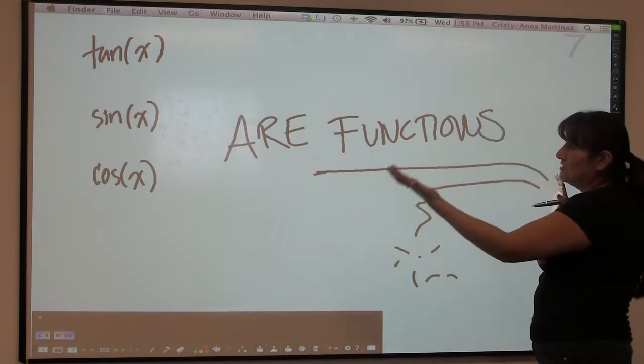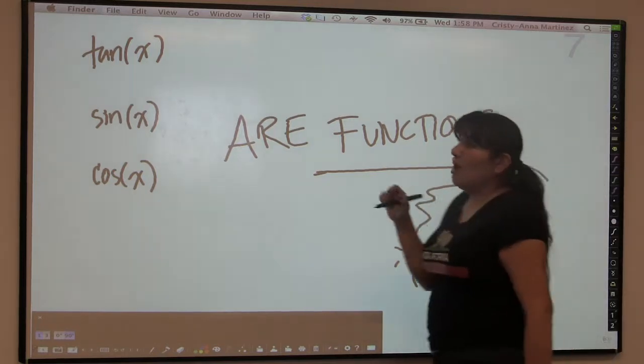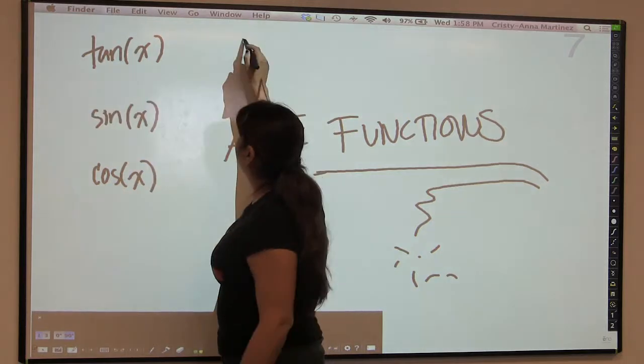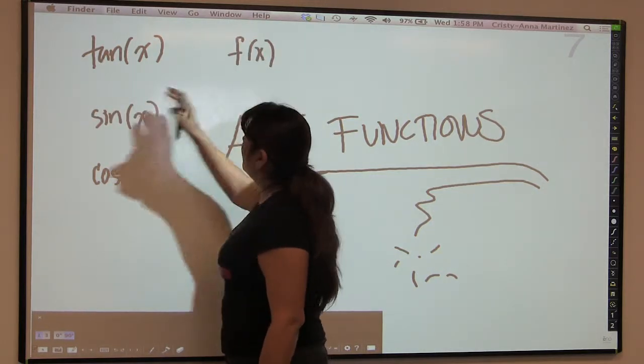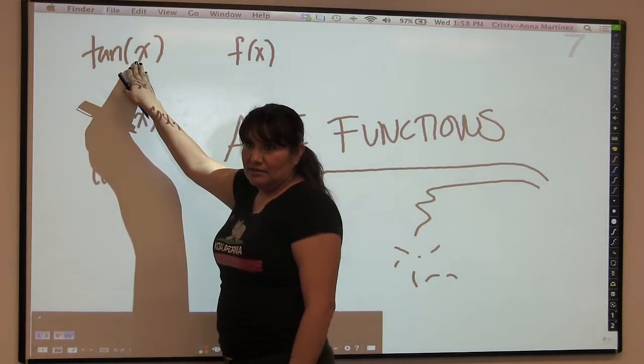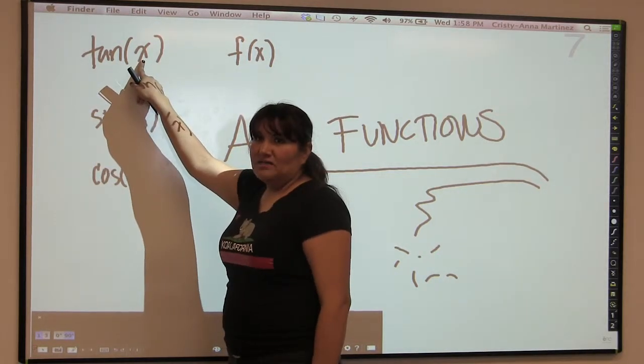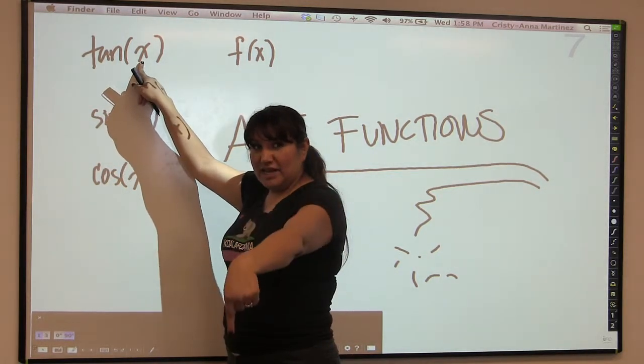See, tangent, sine, and cosine are functions. So you know how before you had an f, it said f of x? Now you have tangent of x. So what are the x's doing? The x is going inside of the tangent function.